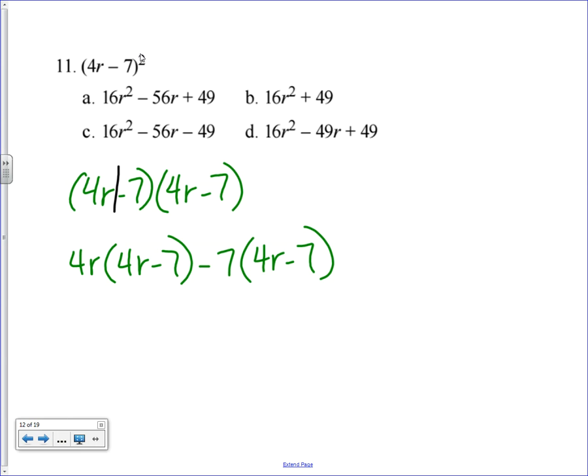4 times 4 is? Okay, then R and R makes R to the... Good. What is 4 times 7? Say what? I didn't hear what you said. Before that, I didn't... You said something. 28 what? R. Now distribute here, negative 7 times 4R.